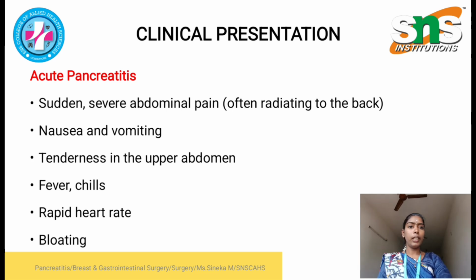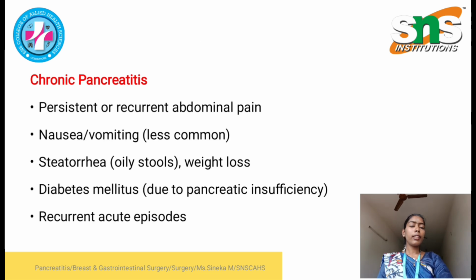Rapid heart rate and bloating, and abnormal glucose levels in the blood, because due to pancreatitis the pancreas will not secrete enough insulin to regulate the blood sugar in our body. In chronic pancreatitis, the patient will have persistent or recurrent abdominal pain. The patient will have continuous pain. Nausea and vomiting are less common in chronic pancreatitis. Steatorrhea, oily stools, and weight loss due to indigestion and loss of appetite. Diabetes mellitus due to pancreatic insufficiency, because the pancreas will not secrete enough insulin to regulate the blood glucose level.